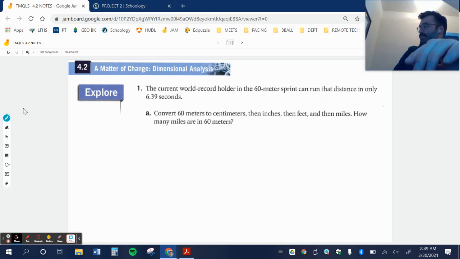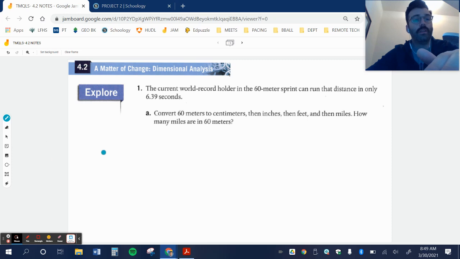You may have done conversions in a previous class, whether that was Algebra 1 or a science class. I'm not sure, one or the other. But here we go. Let's give this a shot. The current world record holder in the 60-meter sprint can run that distance in only 6.39 seconds. Convert 60 meters to centimeters and inches and feet and miles. How many miles are in 60 meters?